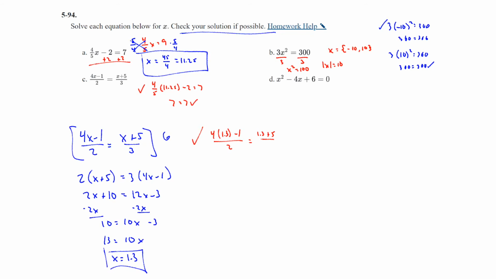That was over 1.3 plus 5 over 3. And when you plug both of those in, both sides equal 2.1. So it does check. And the last one, D, we have a quadratic: x squared minus 4x plus 6 equals 0.